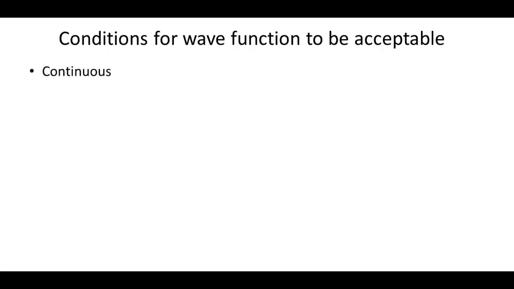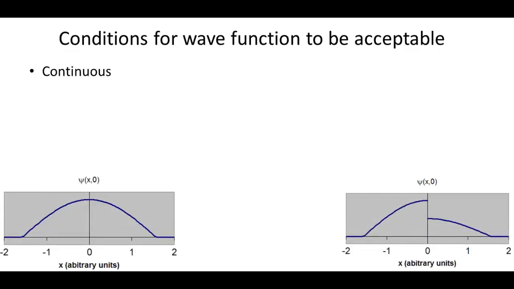The first condition is that the wave function must be continuous. In this diagram you see there are two curves. The first one is a continuous curve, and this curve is an acceptable function, whereas the second curve is discontinuous, therefore it is not acceptable. And the wave function should have a single value. I'll explain again using the same graph. At x is equal to 0, y in the first diagram has only one value, but in the diagram on the right hand side, at x is equal to 0, the same discontinuous graph has two different values of y, therefore this again is not acceptable.